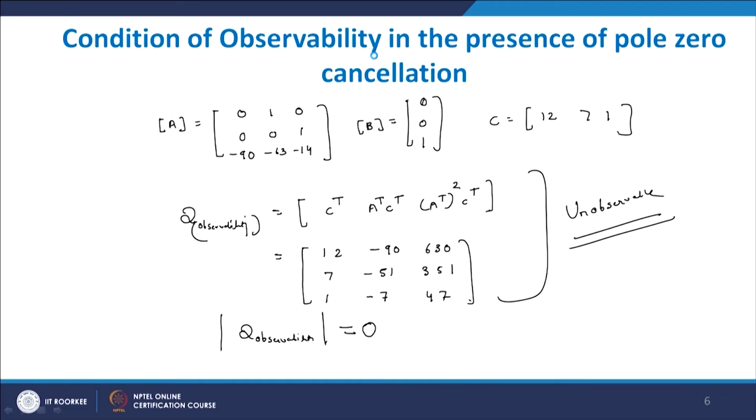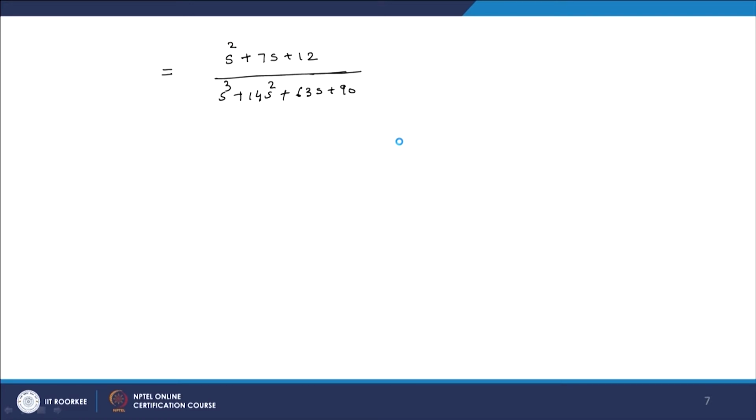If you just see here, this is the A matrix. So this is in a companion form or a controllable canonical form, because 0 1 0, 0 0 1, minus 90 minus 63 minus 14. So this can be easily written in this form. We have already seen how to represent it. So this transformation we have got, but just looking at this transformation, we do not know whether there is a pole zero cancellation or not. So in order to know whether there is pole zero cancellation, we have to calculate the roots of the numerator as well as the roots of the denominator.